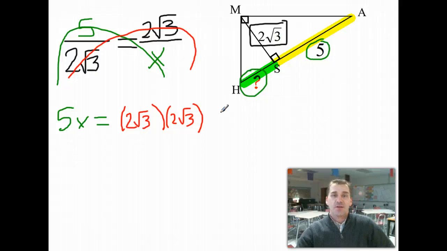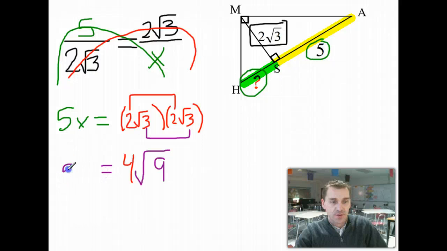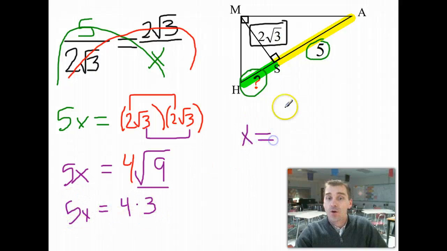Why did I write it out that way? Because if you remember my jail analogy from section 1, you can take the things outside of jail and multiply those together and get 4. You can take the things inside of jail, the root 3 and the root 3, multiply them together and get the square root of 9. That still equals this 5x. We're not done yet, so I keep simplifying. 4 times the square root of 9 is the same thing as 4 times 3, because the square root of 9 is 3. I'm going to get 12 here. Divide that by 5, and x is going to be 12 over 5.